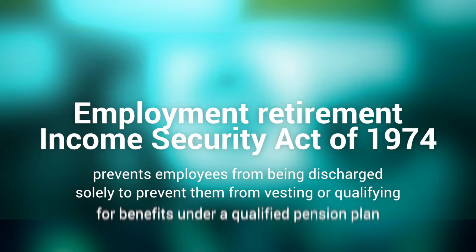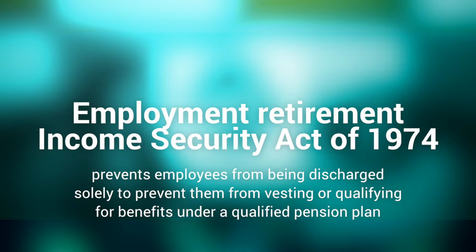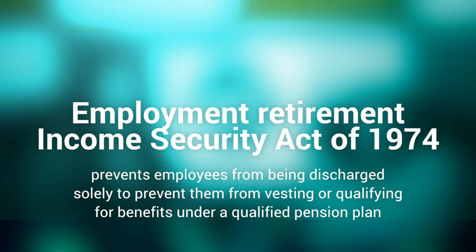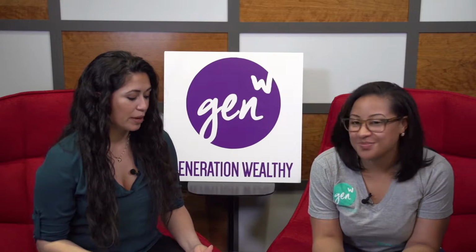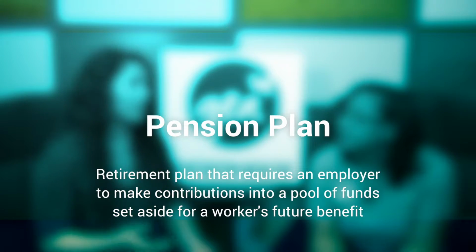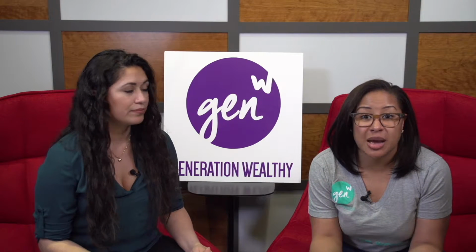The Employee Retirement Income Security Act of 1974 prevents employees from being discharged solely to prevent them from vesting or qualifying for benefits under a qualified pension plan. A pension plan is a retirement plan that requires an employer to make contributions into a pool of funds that are set aside for a worker's future benefit. Usually you have to stay at a company for a certain amount of time before you can actually qualify for these benefits.